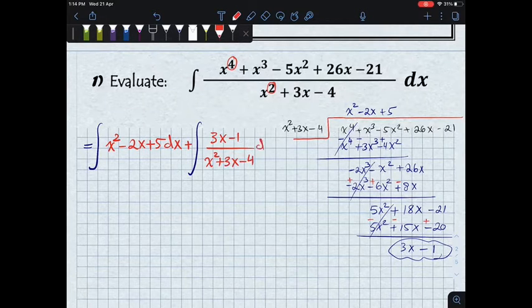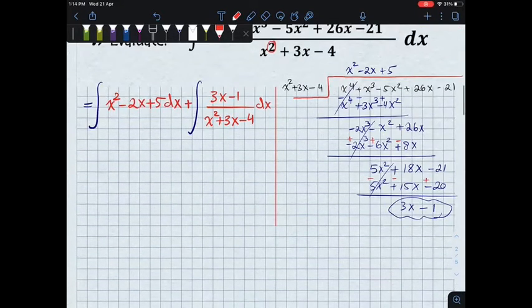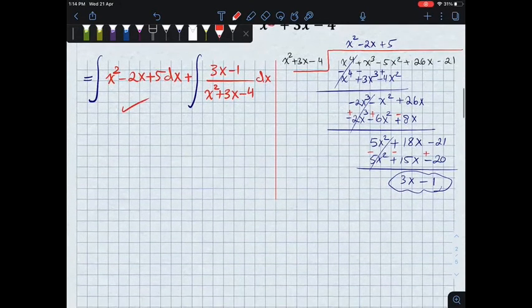And for the other part here we have to use partial fraction decomposition. We have to break this fraction down into two parts. So we can use 3x minus 1 over x squared plus 3x minus 4. The first part is easy, we can do it, but the second part we can solve by using partial fraction decomposition. So we have to factorize the denominator first.